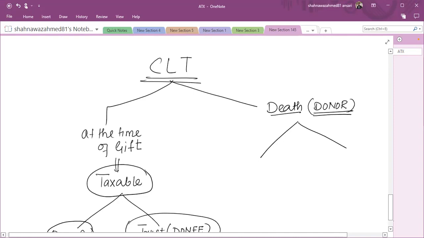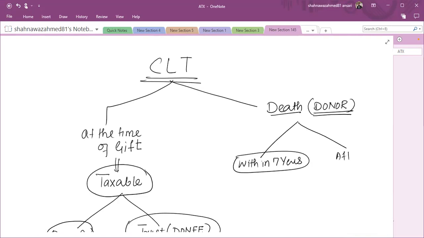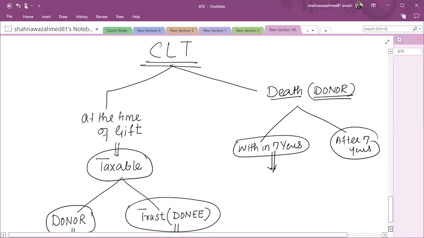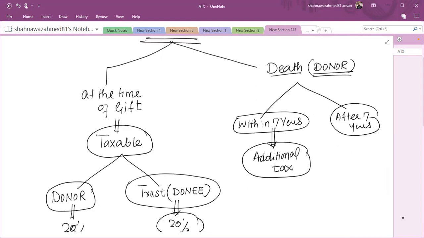The same 7 years rule. If the donor dies within 7 years, or survives 7 years, after 7 years. If the donor dies within 7 years, then additional tax is to be paid. And who is going to pay that tax? Who is responsible? It's common sense. At the time of death, the tax is always payable by the donee, that is the trust. And if the donor survives the 7 years, then no additional tax. Only the lifetime tax is paid, no additional tax.